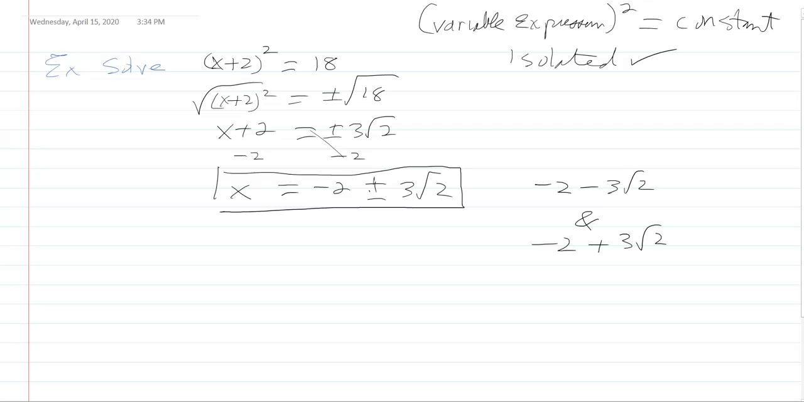Okay, let's try another one of these. Let's see, I don't want to do too many. I don't want this to be too long. Let's solve (x minus 1) squared equals negative 4.